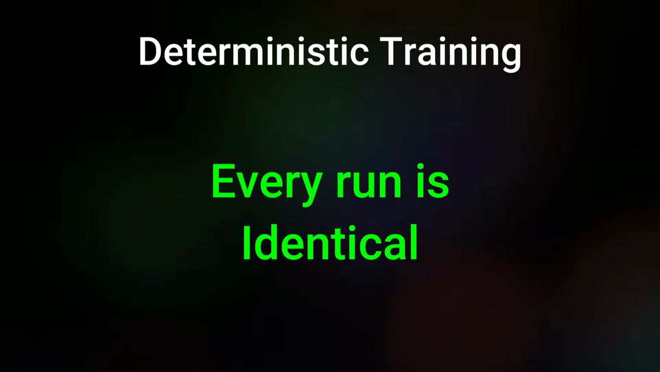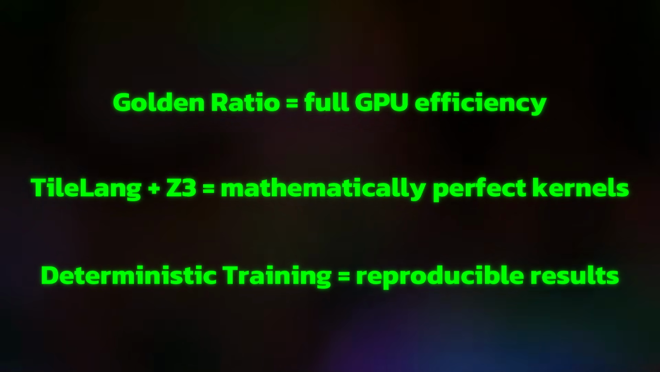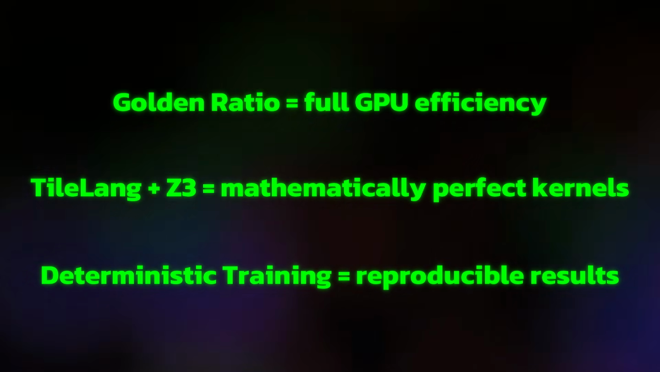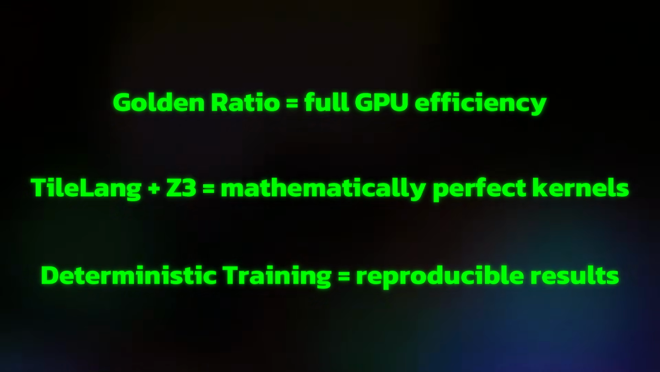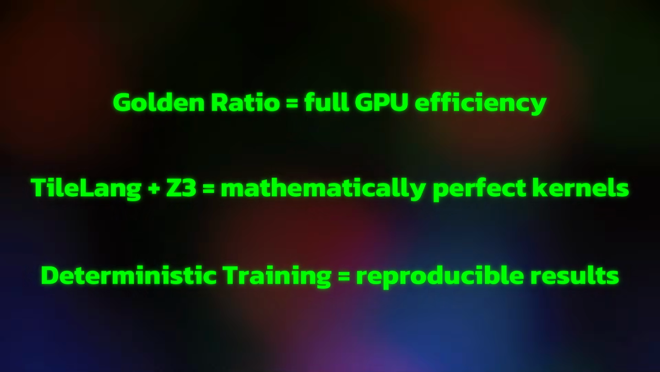Perfect debugging, reliable training. So, in simple words, the golden ratio is full GPU efficiency. TileLang plus Z3 is mathematically perfect kernels. Deterministic training is reproducible results. This is invisible engineering that makes trillion parameter AI possible. Because at this scale, software is only half the battle.